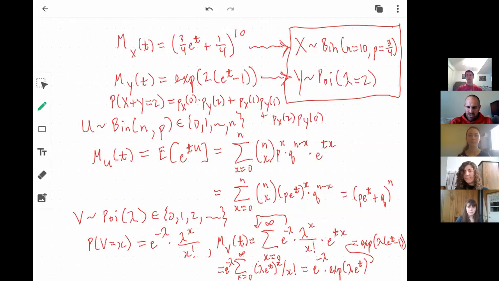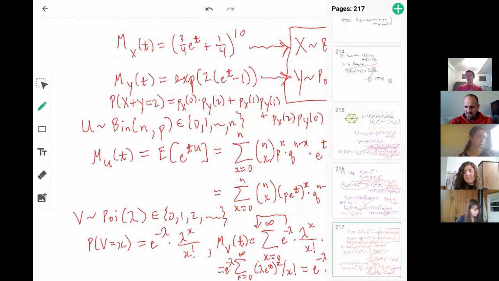I'm not plugging in the numbers or anything, but you know what to do from here, right? You just plug in what those different probabilities are. What about the probability that xy is equal to 0?